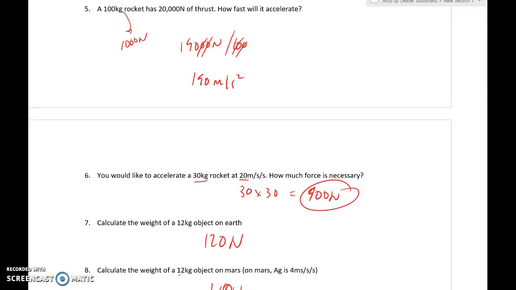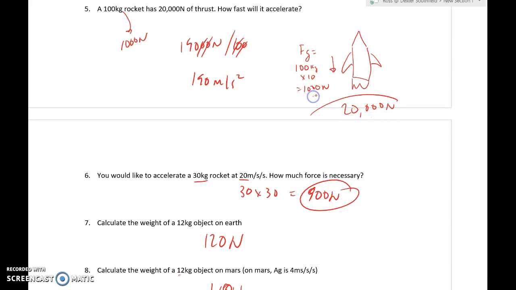If we've got our 100-kilogram rocket, here's the fire, there's your rocket. It's 100 kilograms, so F of G is going to be 100 kg times 10, which gives you 1,000 newtons of downward force. And it's got a total force of 20,000 newtons.